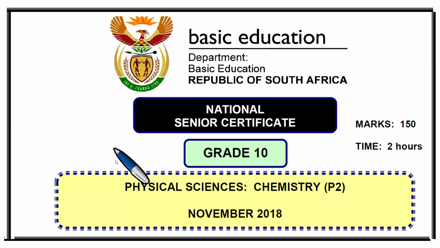In this lesson, we shall focus on grade 10 physical sciences, and in particular the chemistry paper, paper 2, written in 2 hours out of 150 marks. It was written in November 2018, and we discuss the questions and associated solutions as follows.